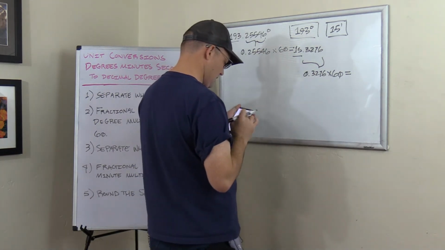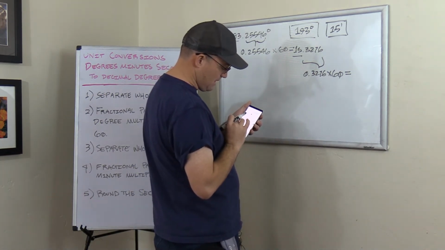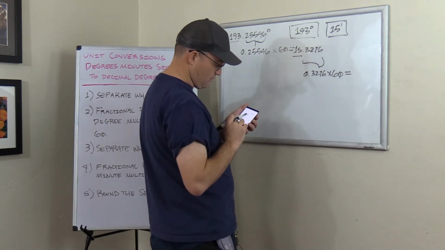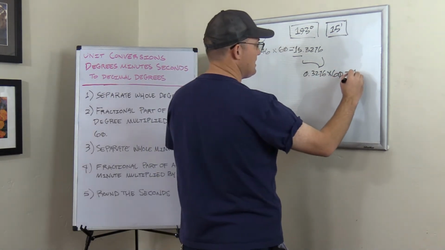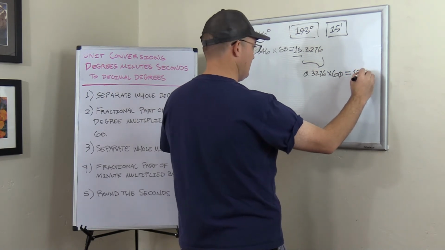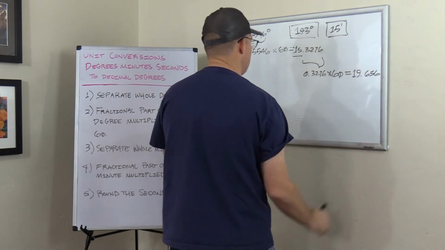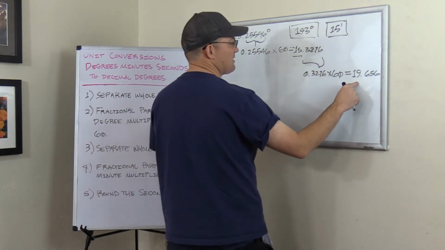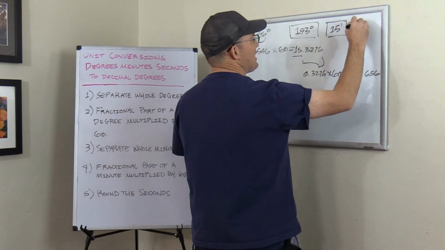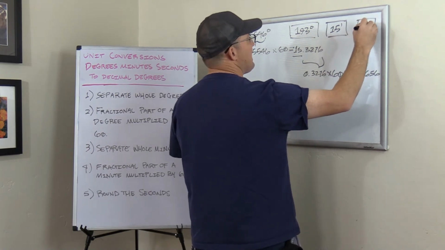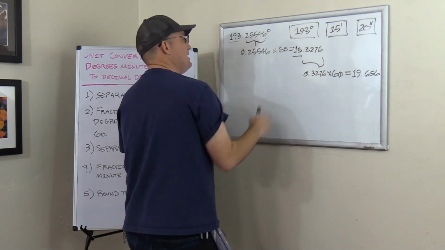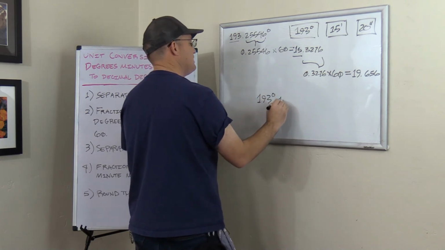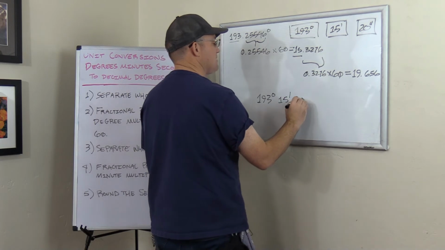Okay, so on your calculator, what you can do is just minus 15, and that'll give you that number, 0.3276. We're going to multiply that by 60. Okay, that gives me 19.656 seconds. Now, you look down here, the last thing we do is round the seconds. I'm going to round to the nearest second. That's going to be 20 seconds. Put that in a box up here, 20 seconds. Okay, now we have this angle in degrees, minutes, seconds. 193 degrees, 15 minutes, 20 seconds.